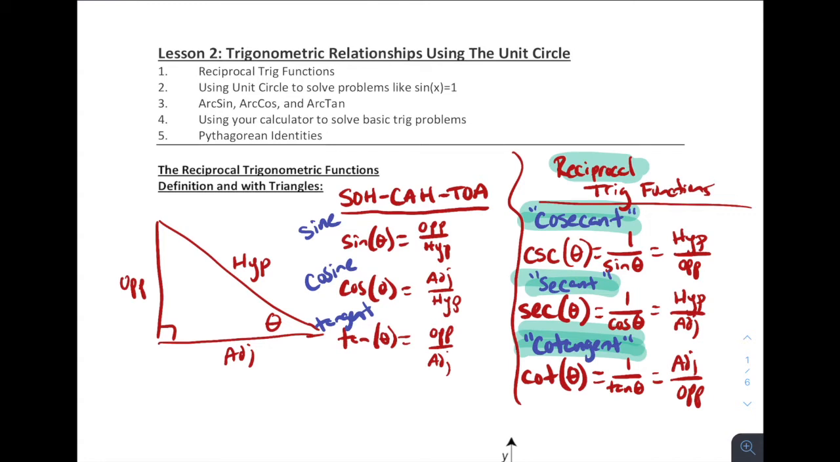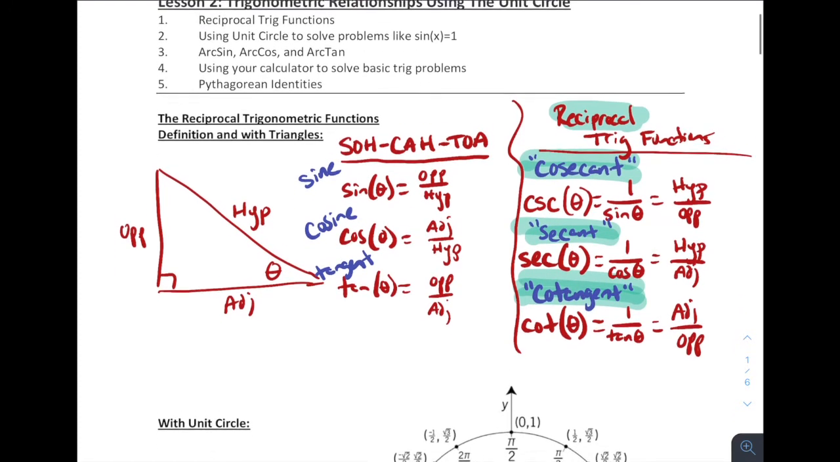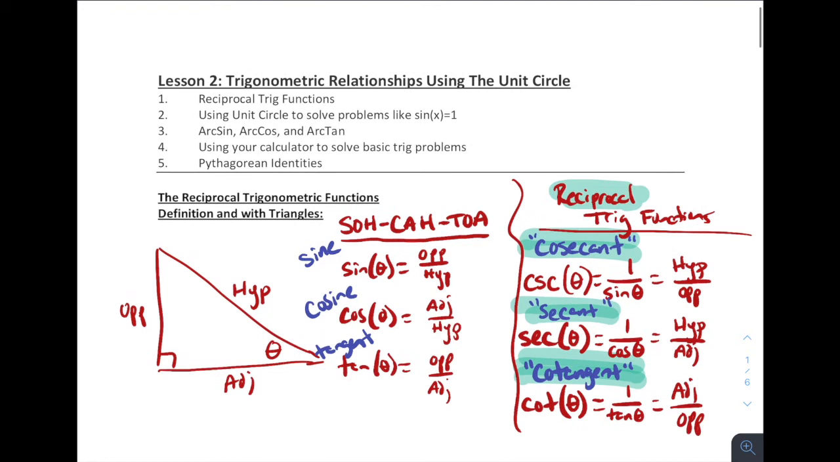There are the 3: sine, cosine, and tangent, and then these 3 reciprocal trig functions. Now, we can find these on any given right triangle, just depending upon what our angle is and what those side lengths are. For example, we could just draw a basic 3, 4, 5 triangle like this.